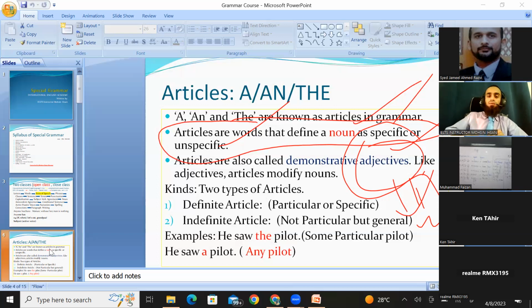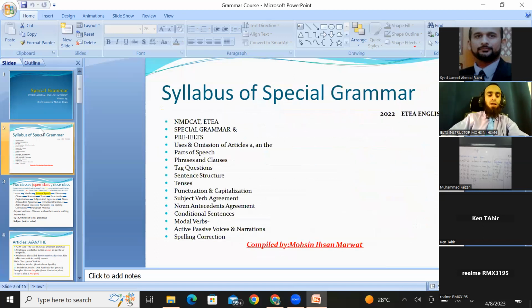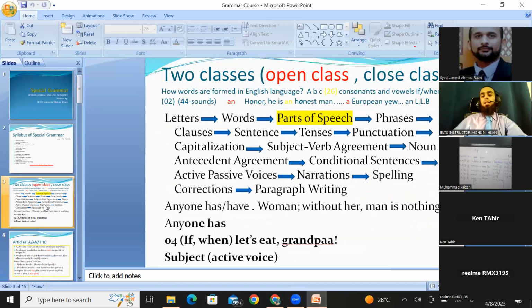Now, if you focus on this A and The, they also show the quality of a noun, like whether it is specific or unspecific, plural or singular, right? Plural, then we use the; singular, then we use a; the common, particular, right? So the noun-related information is going to be provided by a and the, that's why they are called adjectives in parts of speech, right? So we reached the conclusion that all the words are included in parts of speech, right?